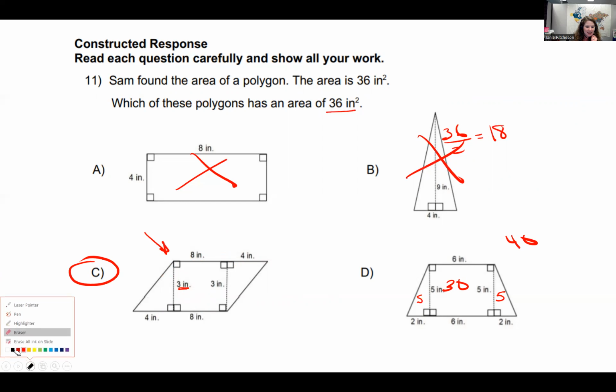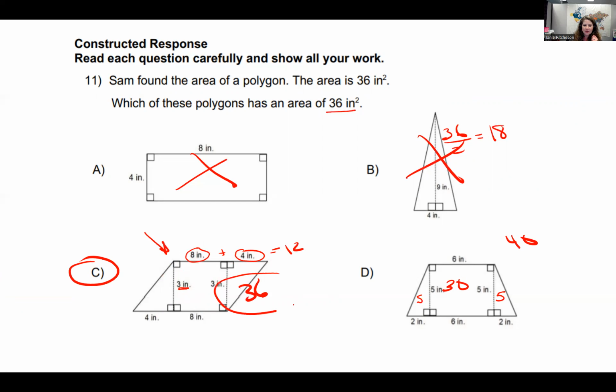All right, so like I said, it's a parallelogram. So we just multiply the base times the height. So 8 plus 4 is 12, you guys. So 12 times 3 is 36. It's this one. C is the right answer.